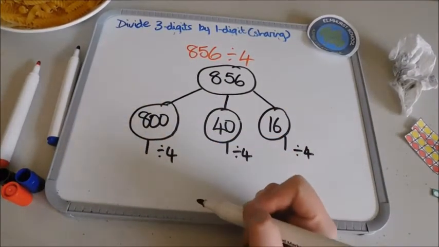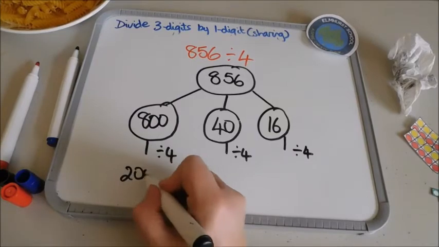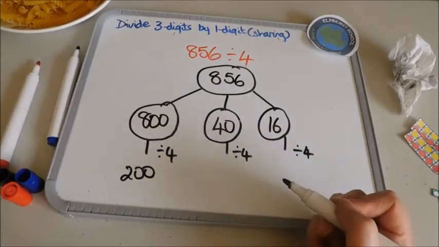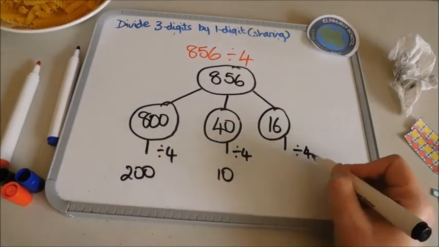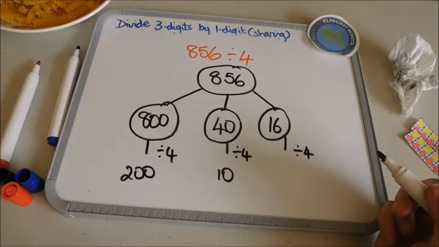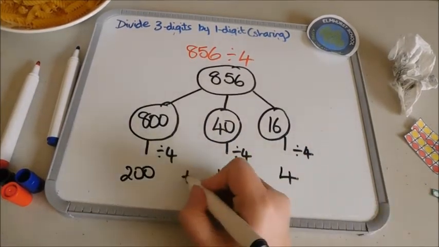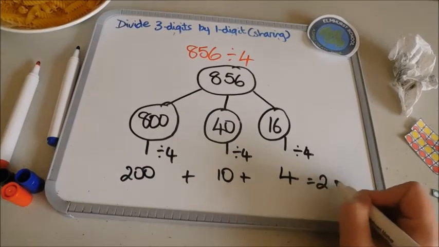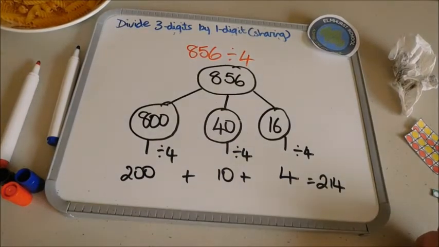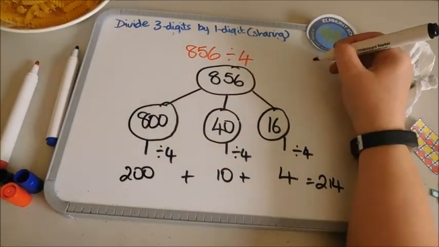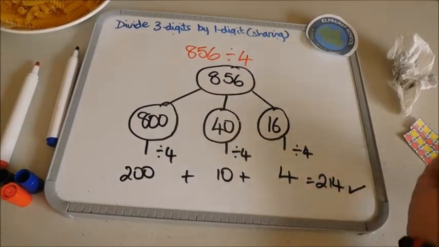So how many 4s in 800? Again, that would be 200. How many 4s in 40? That would be 10. And how many 4s in 16? 4, 8, 12, 16. That's 4. And we add those up to get 214. Just to show you, this is correct.